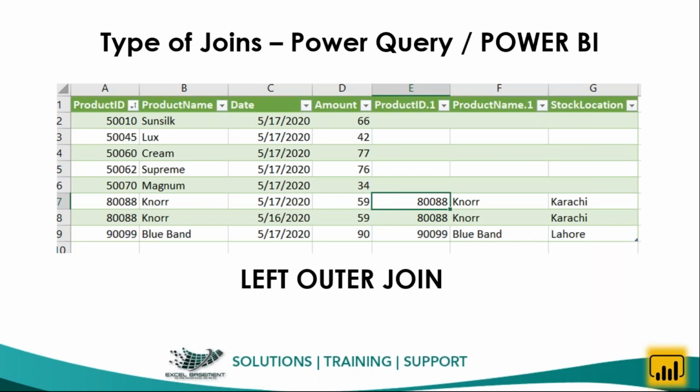So all the transactions from the left table have been my output, plus from the right table we have the matching transactions with each other. So this is the output of left outer join. Okay. Let's go to the next example.